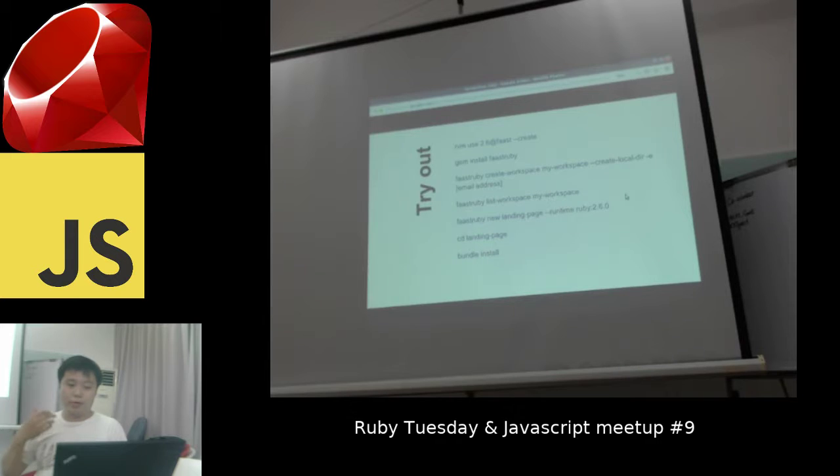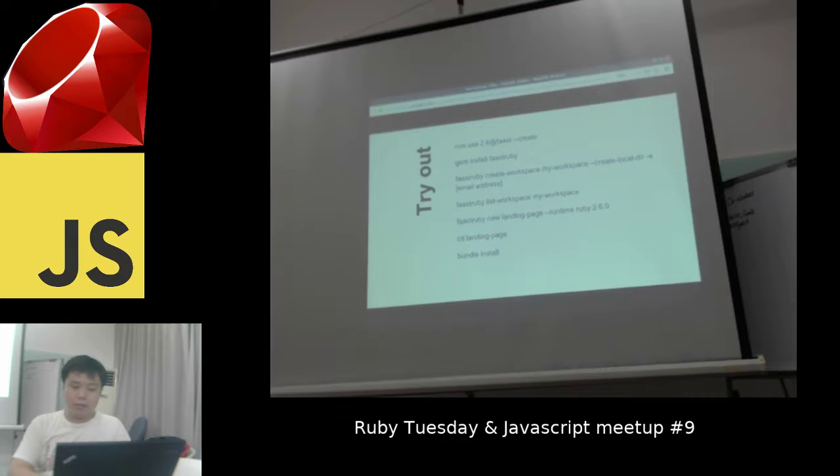First, you need to create a workspace. For this particular service, it's separated by the service provider and your workspace. Then the next thing is your function. Later I can demo how to do it. And then Fast Ruby lists workspace, to list out what you have created on the server.